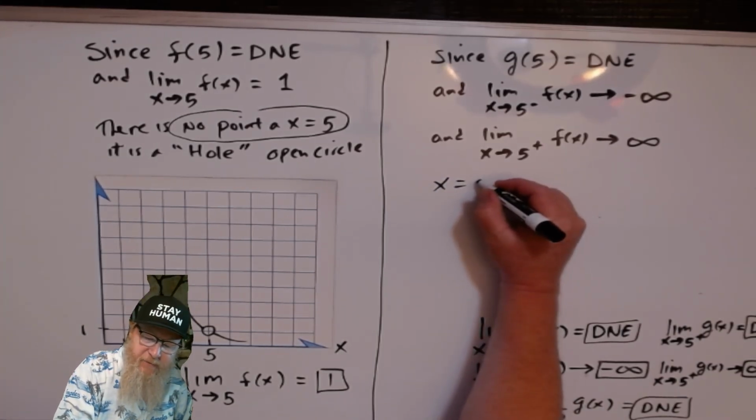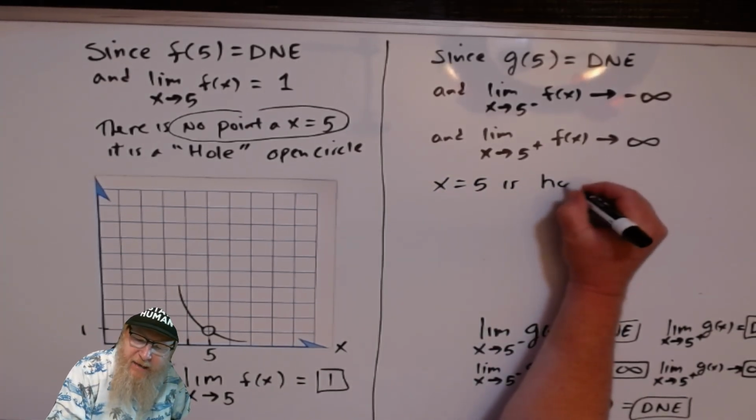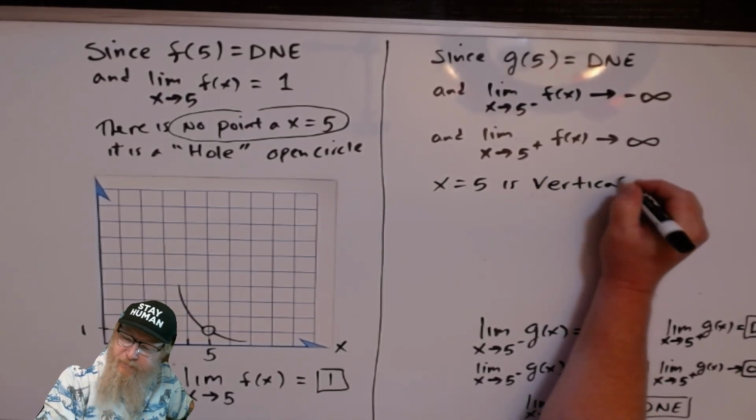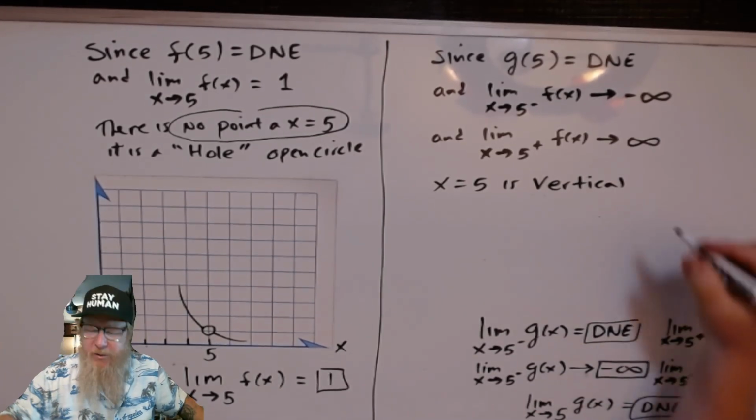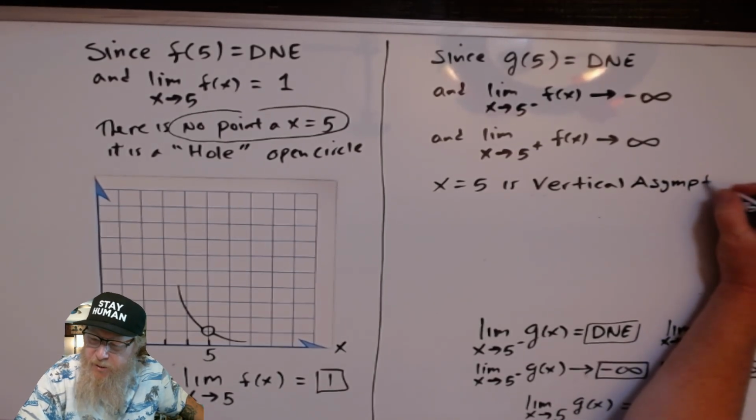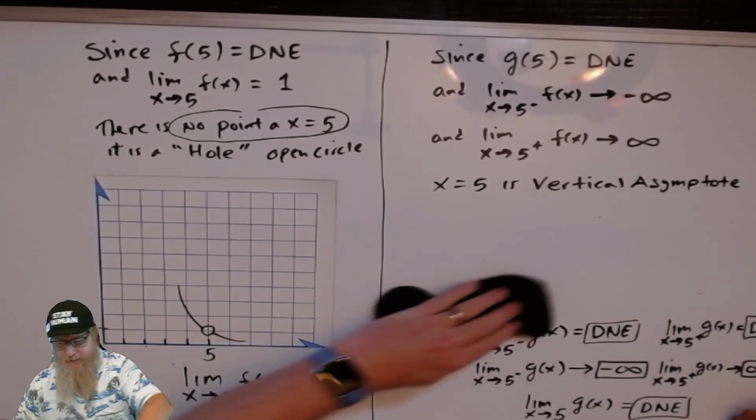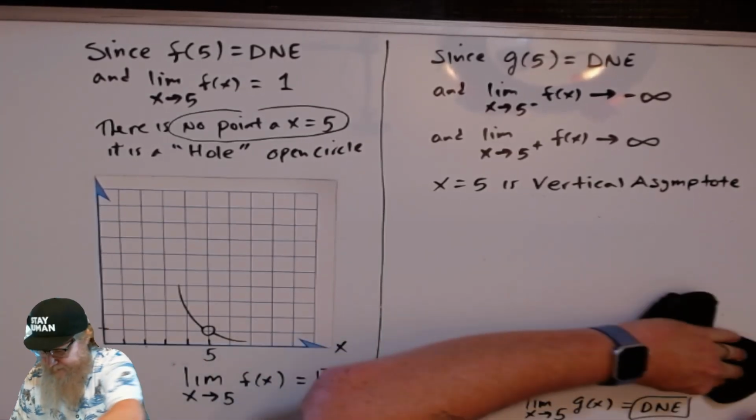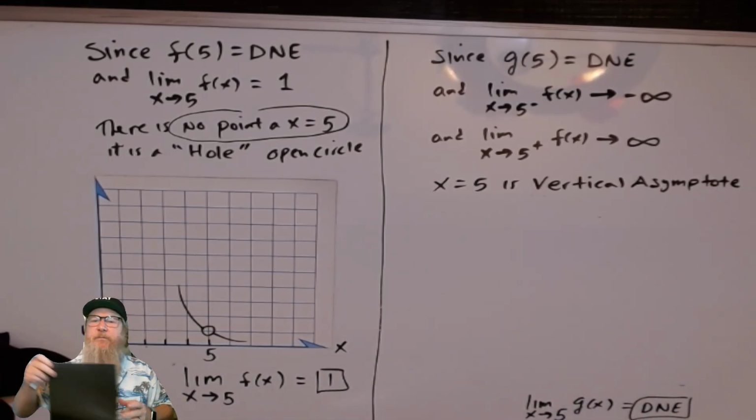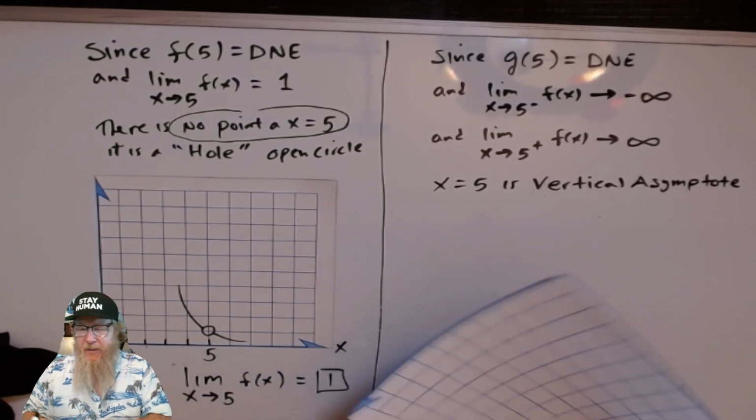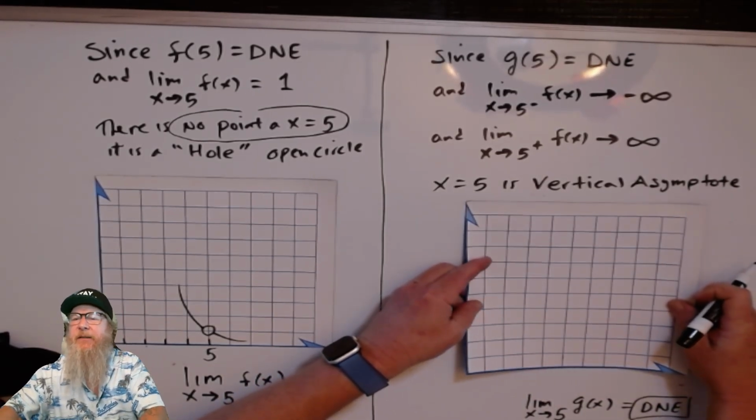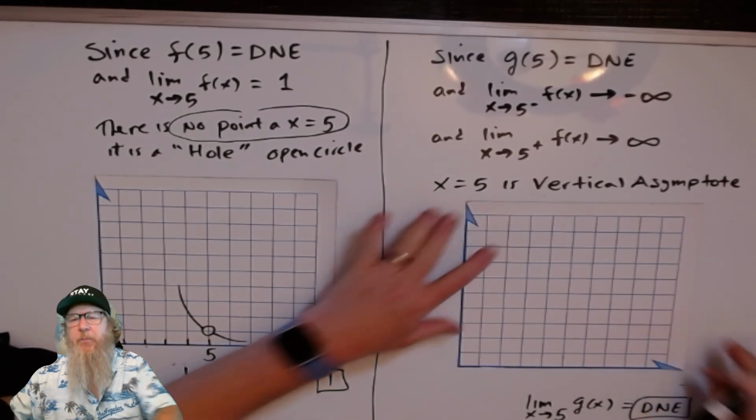X equals 5 is a vertical asymptote. I'm thinking ahead, we're eventually going to do horizontal asymptotes, but today we are doing vertical asymptotes. So that's that dotted line that I referred to. So we hope, moving forward, that we can discover all of this same information by learning some new properties of limits.